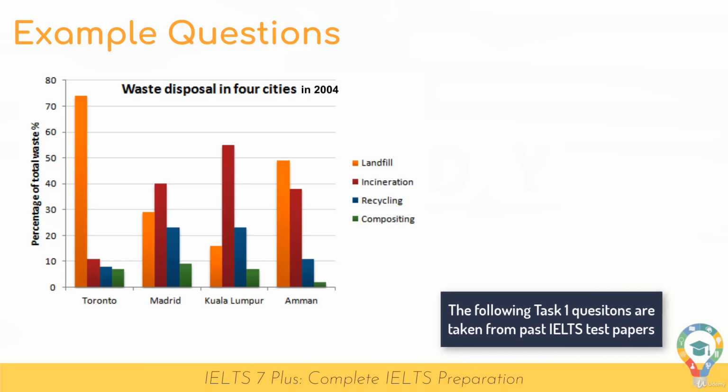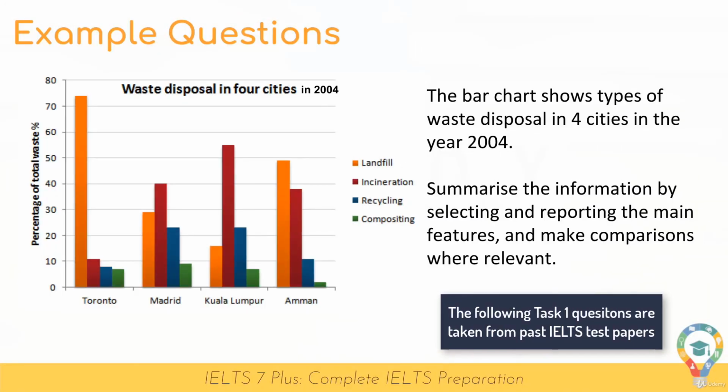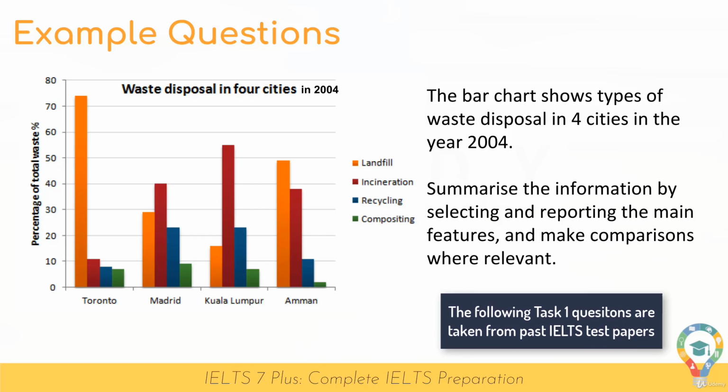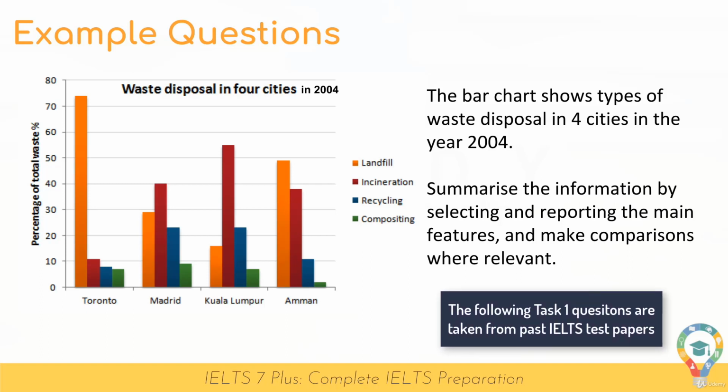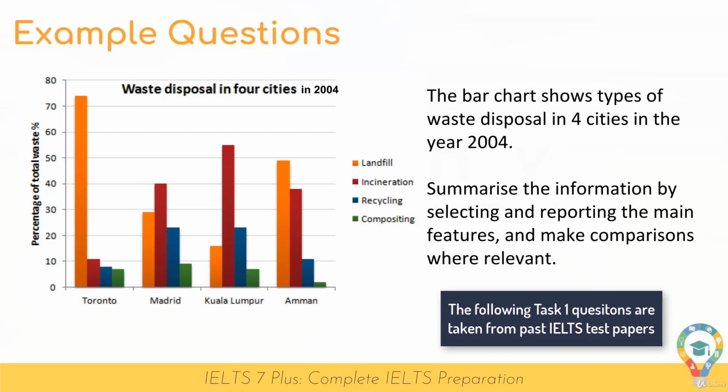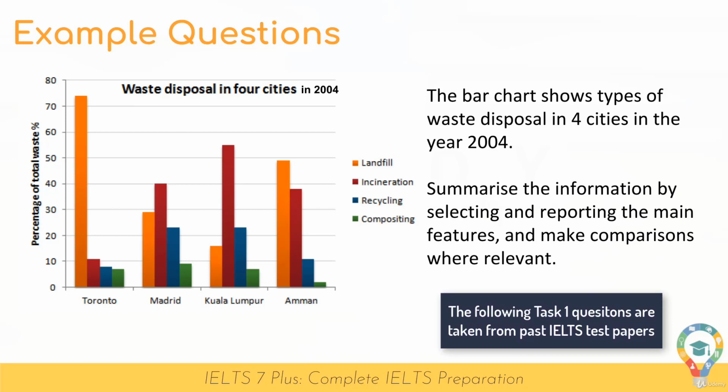Let's take a look at the question. The bar chart shows types of waste disposal in 4 cities in the year 2004. Summarize the information by selecting and reporting the main features and make comparisons where relevant. Let's take a look at another example question.